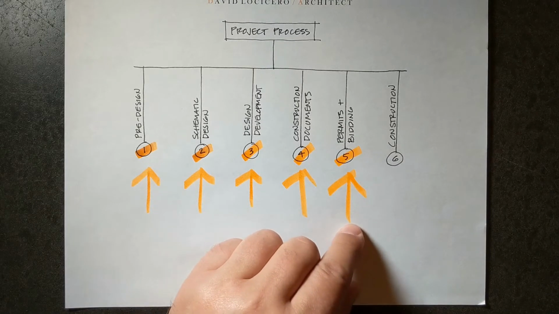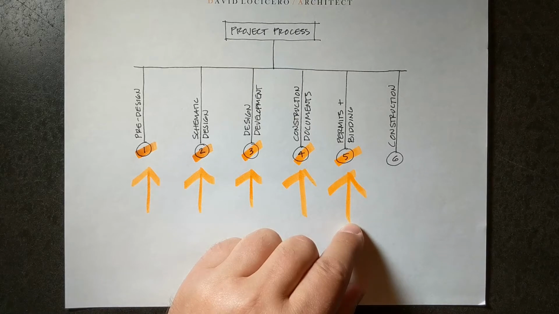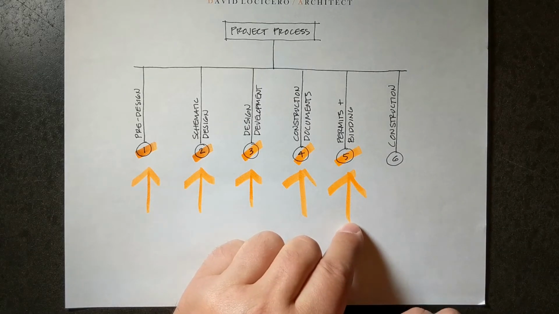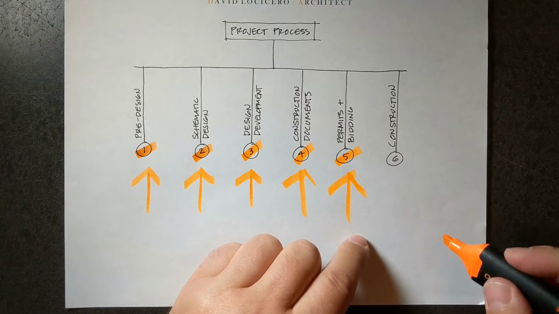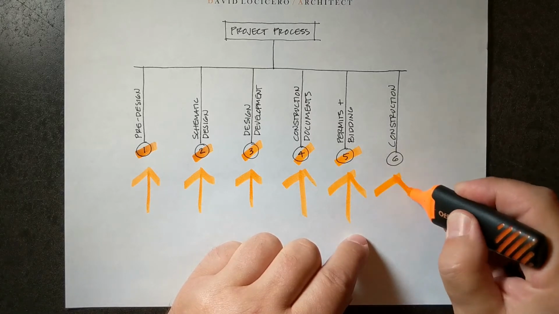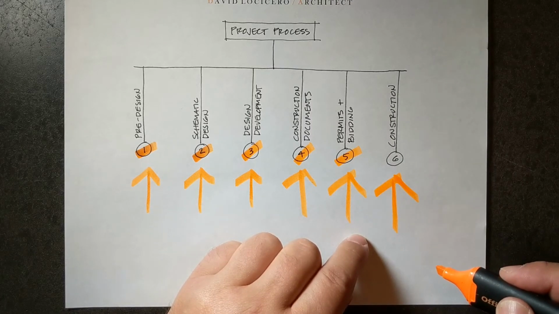In the 5th phase, permits and bidding, we have applied for the permits and gotten them, and also put the project out to bid and selected a contractor. And this brings us to the 6th and final phase of the project, construction. Now we're going to build it.